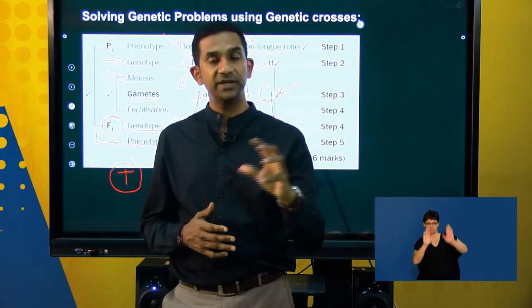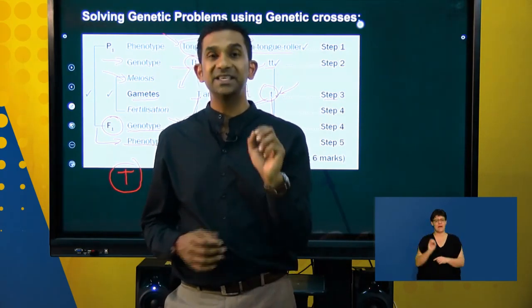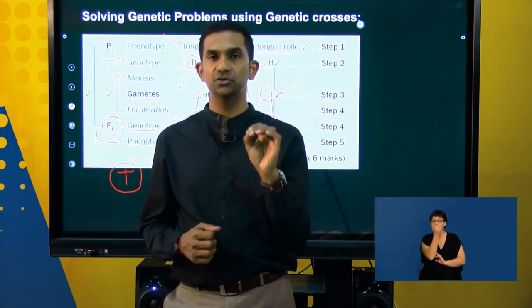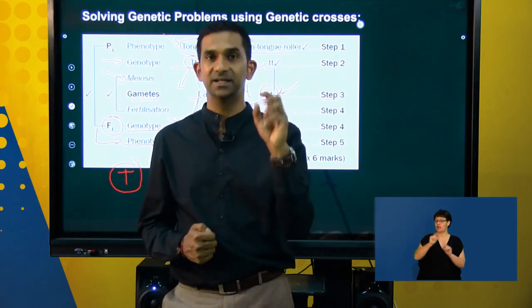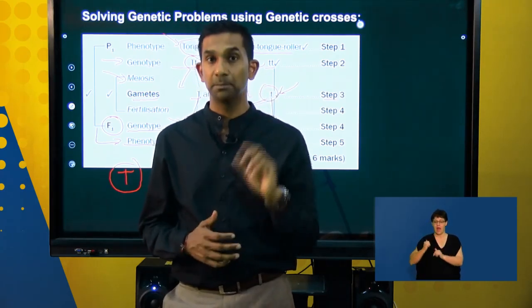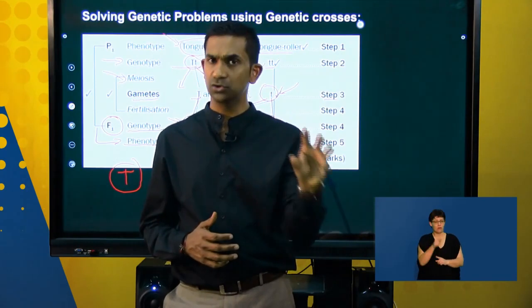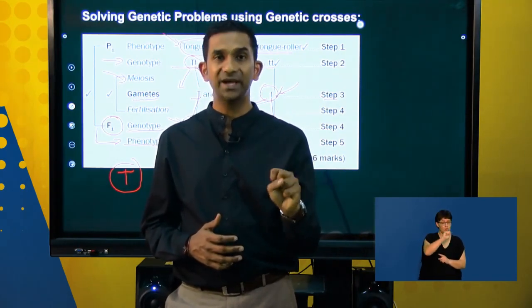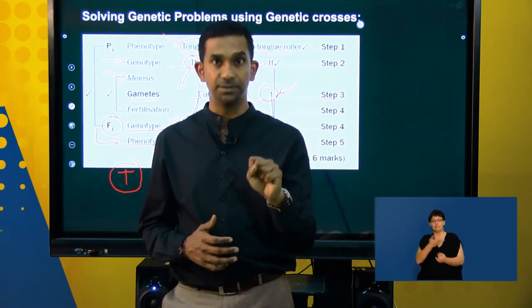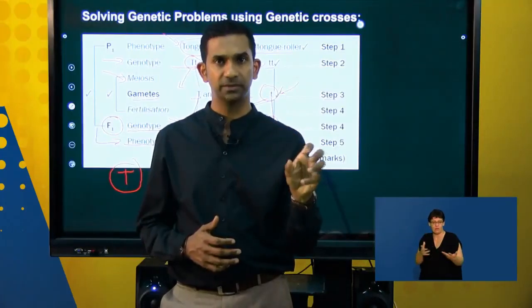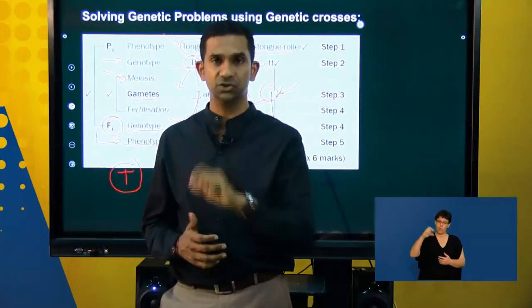Remember that there are variations to this. Another key factor to understanding how to do genetic crosses is to consider the type of inheritance. By that I mean, is it an autosomal condition or a sex-linked condition, meaning gonosomal? So is it found on the X chromosome?